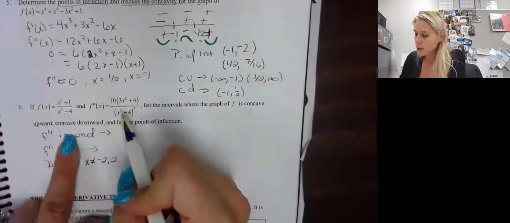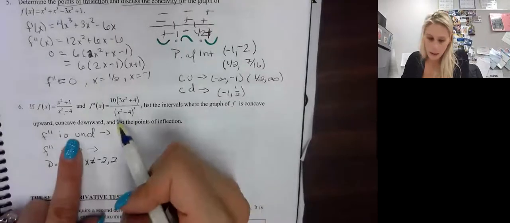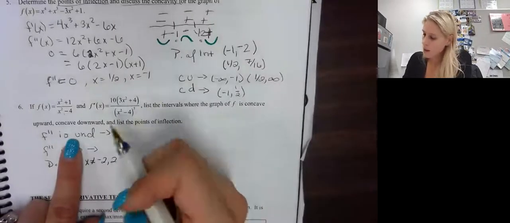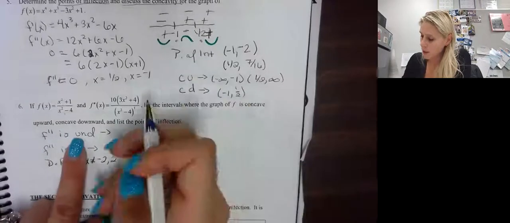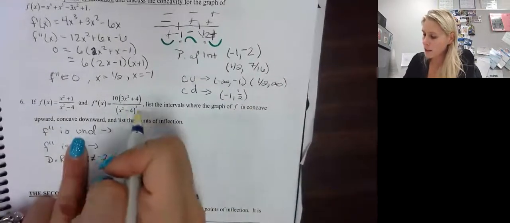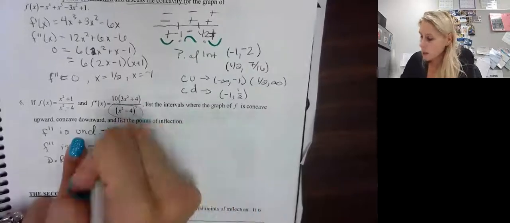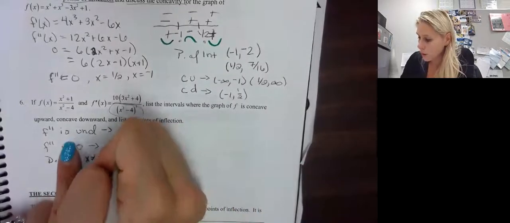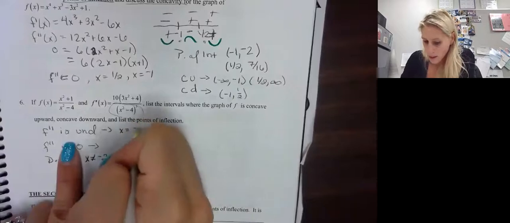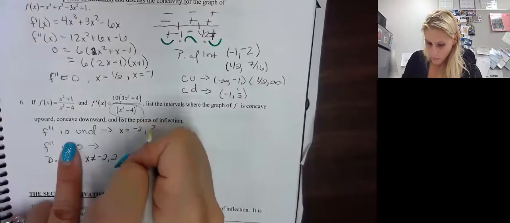All right, now we're going to look at the second derivative and see where we have undefined and 0. All right, so let's do undefined. Undefined comes from the denominator again. It can't be 0, so the two values are x equals -2 and 2.